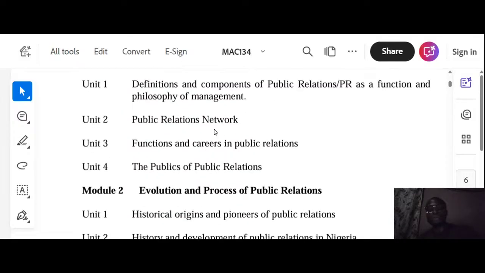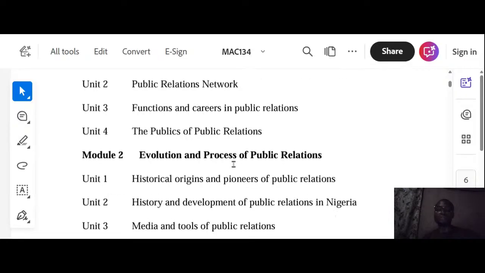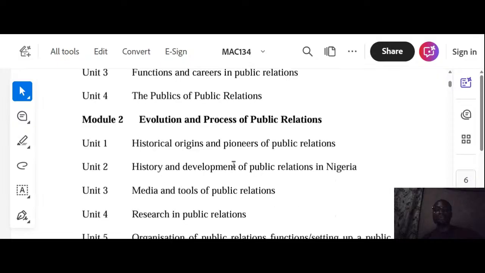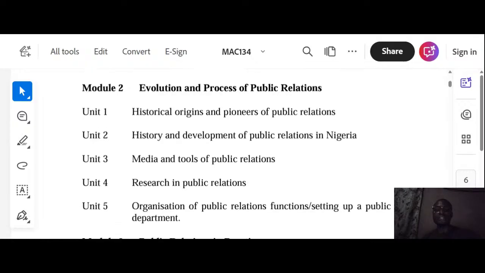We'll also talk about public relations network. We'll talk about functions and careers in public relations. Why study public relations? What is in it for me when I study it? And then in unit 4 of module 1, we'll talk about the publics of public relations. While in module 2, as we move on, we will talk about evolution and process of public relations.